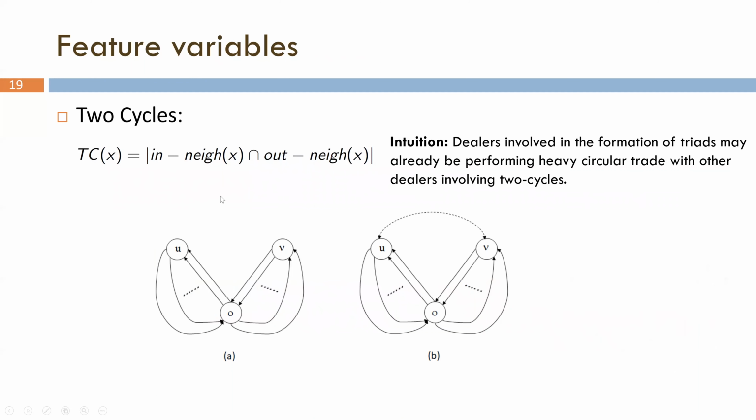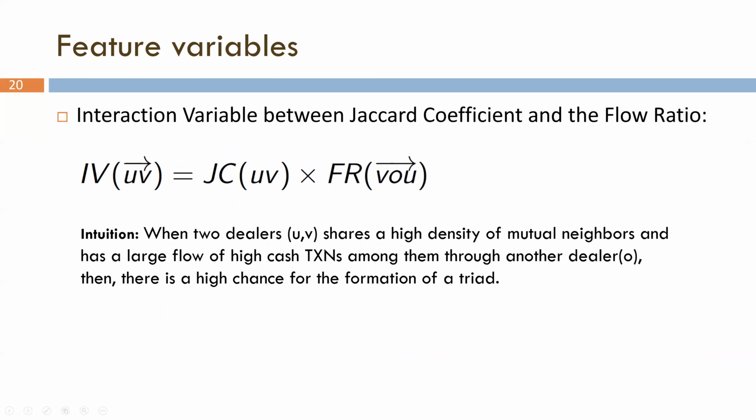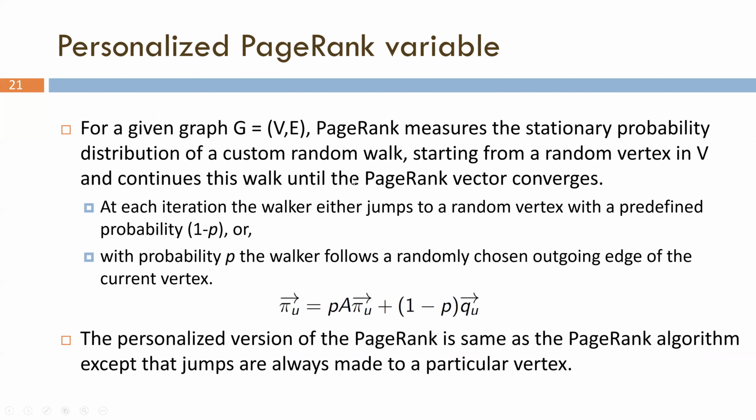And 2 cycles is the total number of 2 cycles that is present in U. So U to V is the potential edge. So we will count the total number of 2 cycles that U has made so far, because 2 cycles is a good indicator that 3 cycles also can take place. So that is the next feature variable. Then we have an interaction feature variable between the Jaccard coefficient and flow ratio. And then the final one, which is the personalized PageRank.